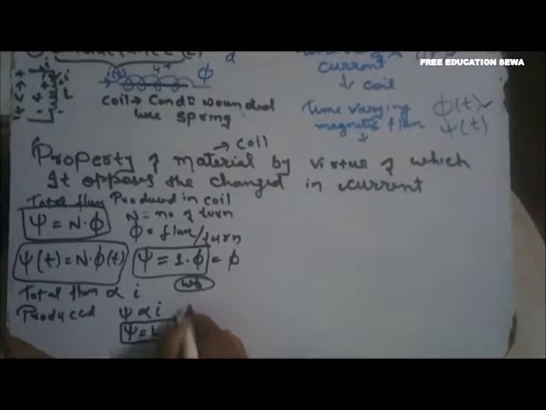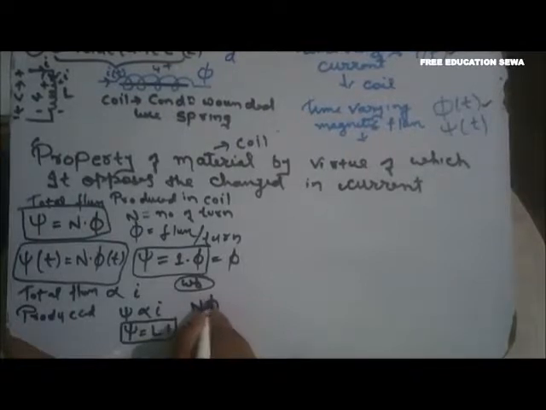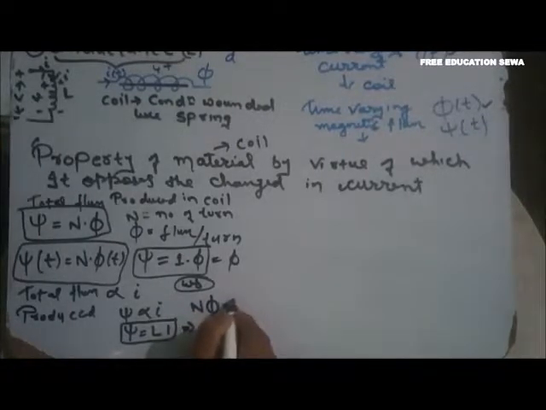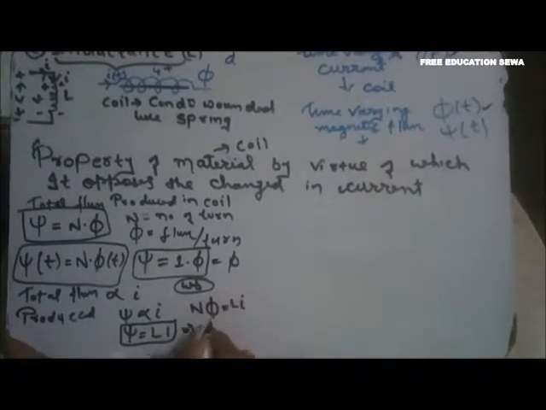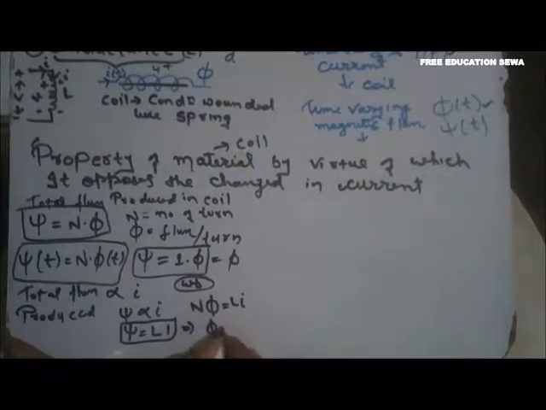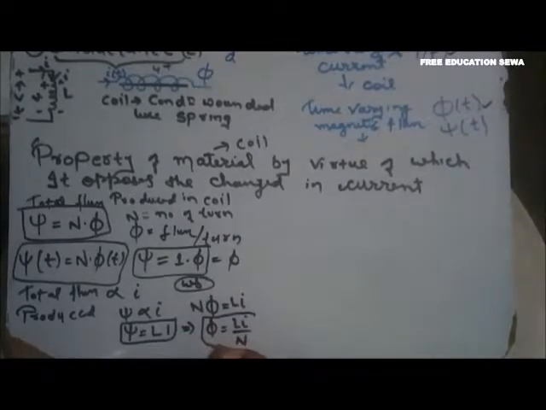Now we can write from here that N phi equals L i, and phi equals L i by N. Flux equals inductance into current upon number of turns. So for a single turn, flux is L i, inductance into current.